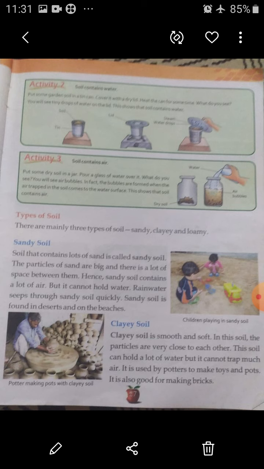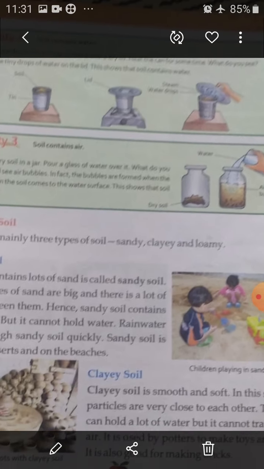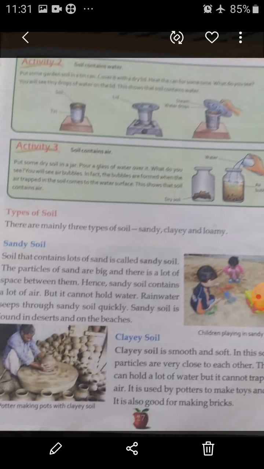Today we will discuss activity 2. The name of that is soil contains water. That one is a diagram. To show that soil contains water, let us perform activity 2. Take a small tin and put some soil in it, cover it with a lid, and ask an adult to heat the tin on low flame. After some time you can see drops of water on the inner side of the lid. This shows that soil contains water.